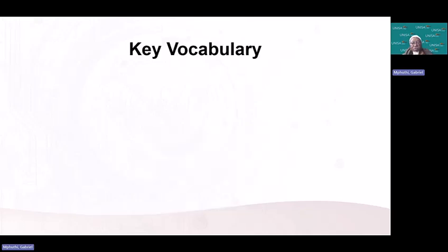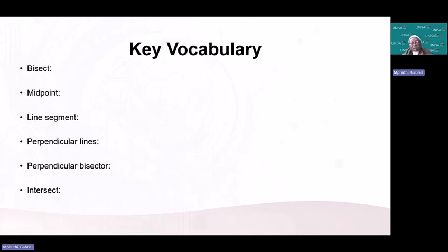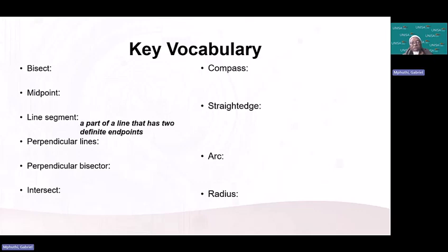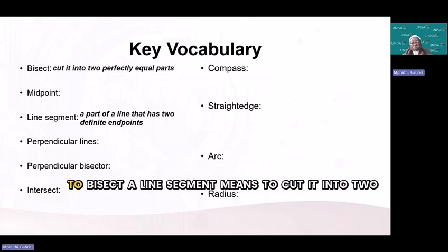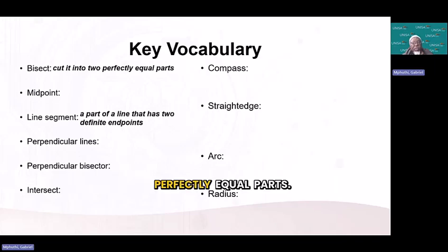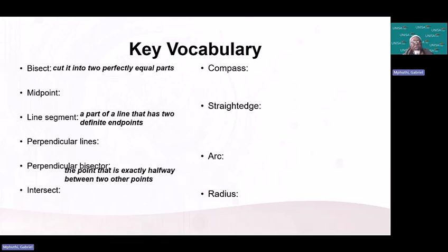Before we dive into how to do it, let's quickly refresh some important terms or vocabulary that we'll be using. First, a line segment is simply a part of a line that has two definite endpoints, like line AB, which we have seen on the previous slide. To bisect a line segment means to cut it into two perfectly equal parts. Imagine you sharing a chocolate bar equally with a friend. You bisect it. The point where we cut it exactly in half is called the midpoint.